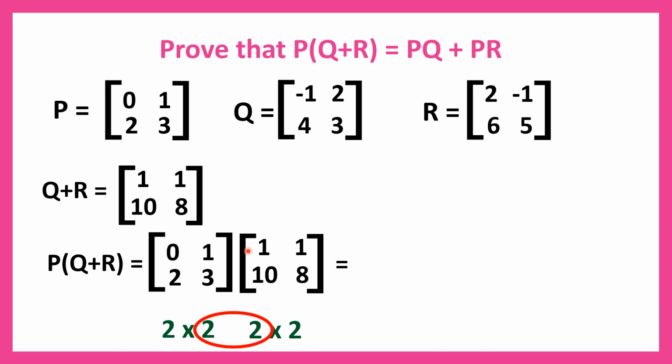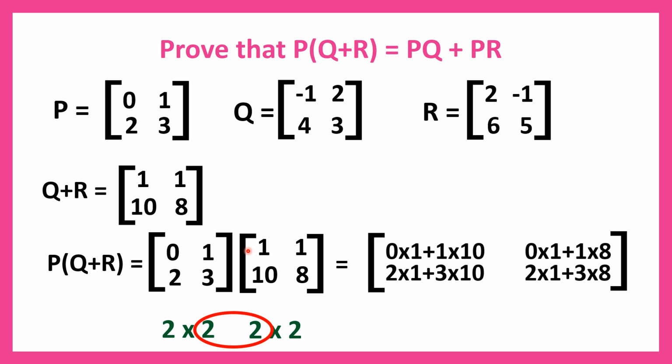Then we have to execute the multiplication. 0 into 1 plus 1 into 10. That is first row of the first matrix and first column of the second matrix. 0 into 1, that is here, plus 1 into 10. So this first row and first column is over by getting this element. And then for getting this element, we have to consider first row of the first matrix and the second column of the second matrix. That is 0 into 1 plus 1 into 8. Thus, we get this element.